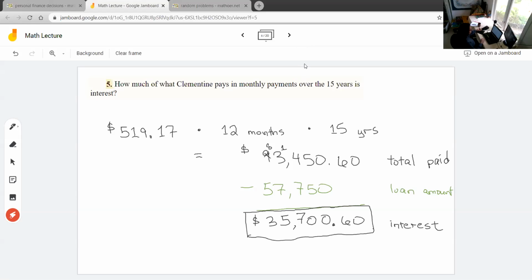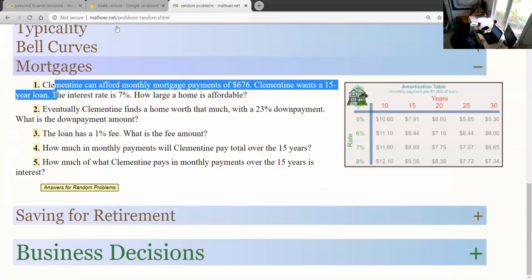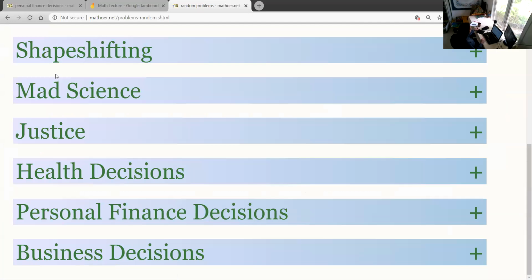Okay, I want to do another random one, but first, any other questions about the set we've done so far? Okay, let's generate a new random one.